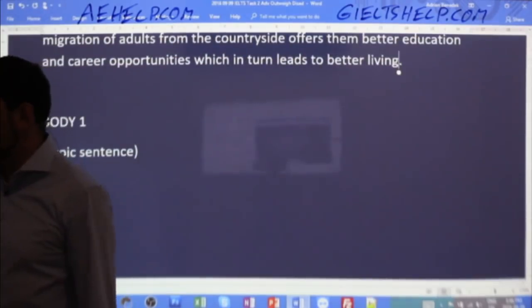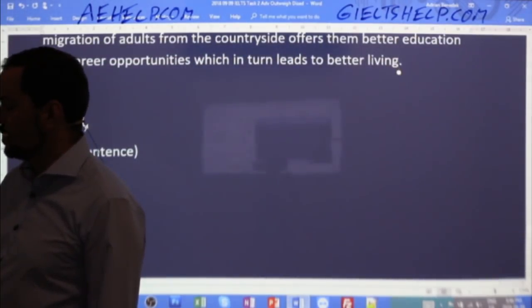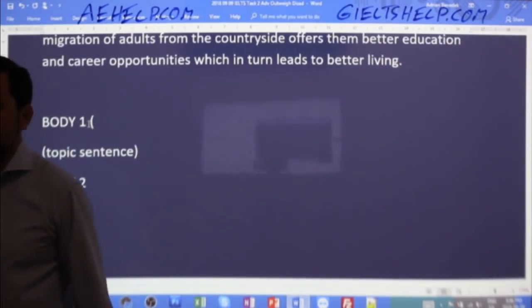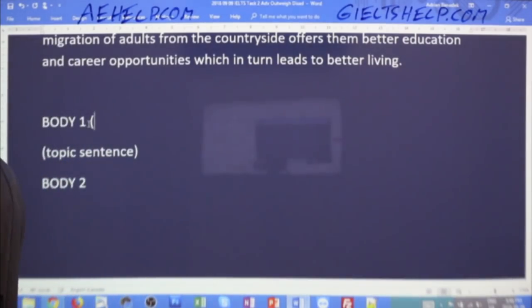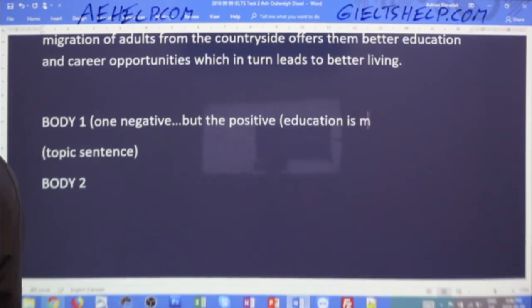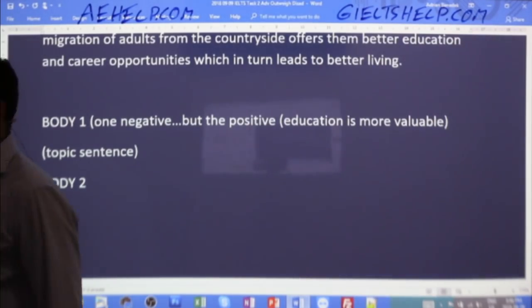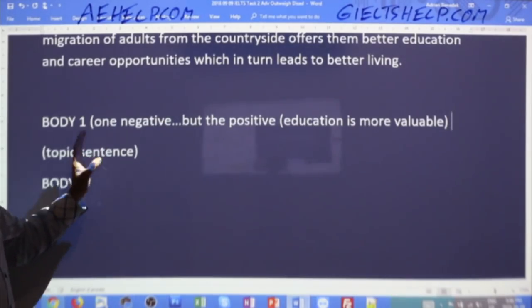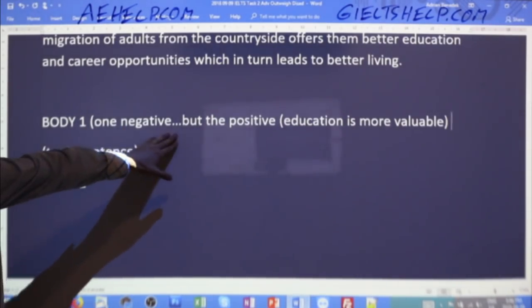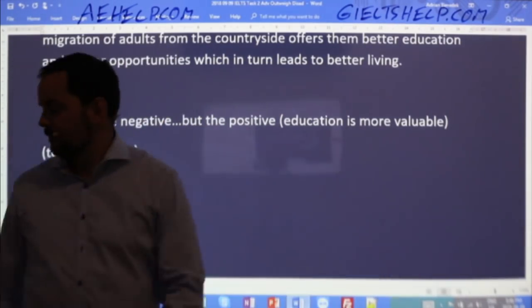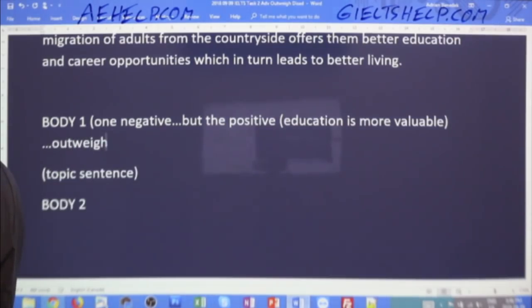All right, so body 1, we have our topic sentence here, so I'm just going to structure body 1, and in body 1, what I would start with is something like 1 negative, okay, but the positive is more valuable. Okay, so I'm doing this point form. You're noticing that I'm not writing sentences here. You'll see where I'm going with this craziness in a second. So 1 negative is something, but the positive, education is more valuable, outweighs this deficit, plus explain, plus give example, plus connect.